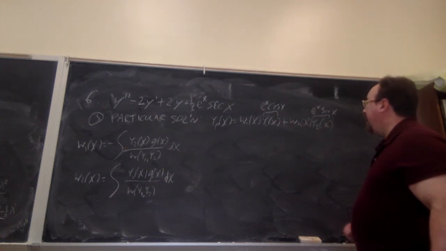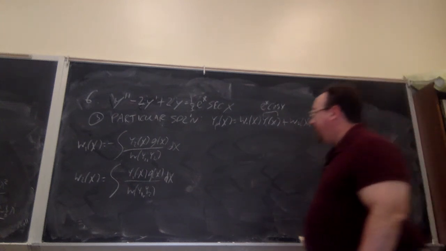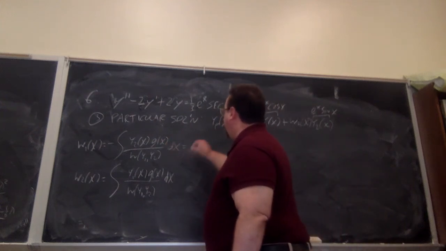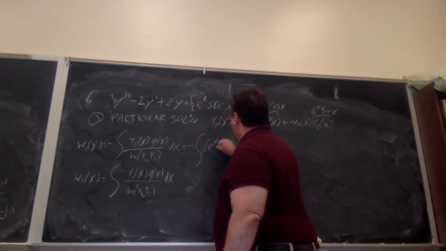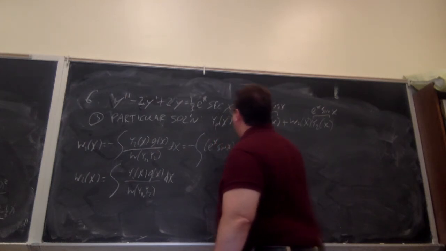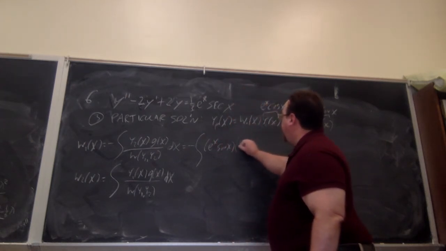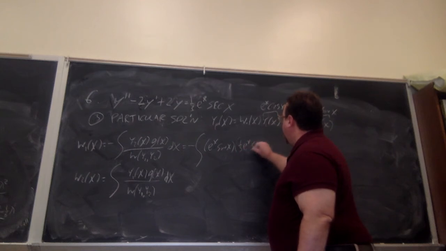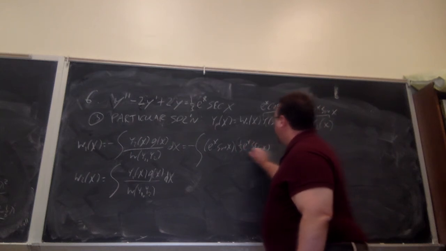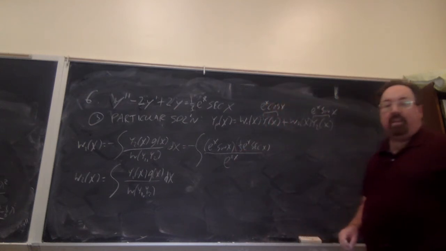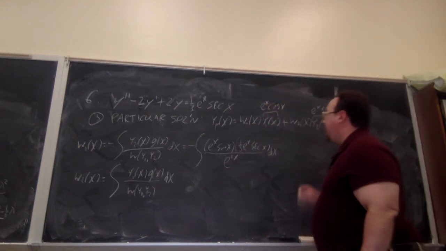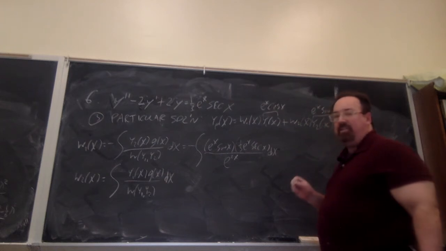So now I can go ahead and fill in all the pieces. For w1, I have minus the integral of y2, which is e to the x sine x, times g of x, which is 1/3 e to the x secant x, all over the Wronskian, which was obtained earlier. That's e to the x. Now we simplify a lot. That always happens in these problems.